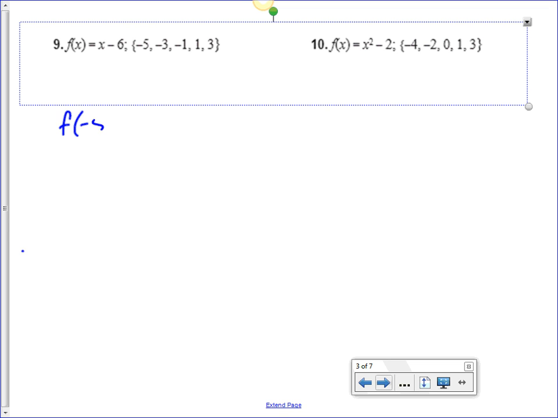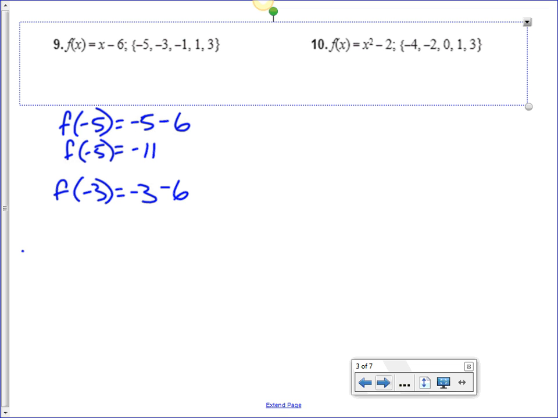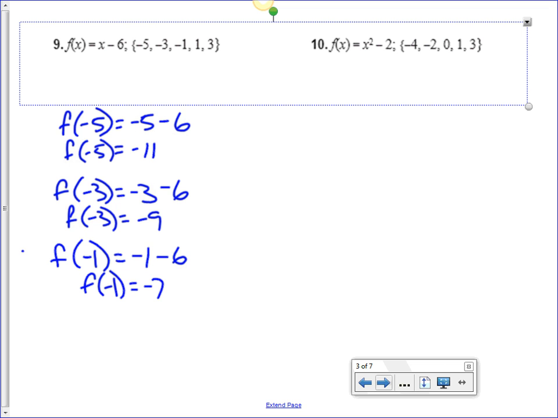f of negative 5 would be negative 5 minus 6, which is negative 11. The function value at negative 3 is equal to negative 3 minus 6, which is negative 9. If I plug in negative 1, it's negative 1 minus 6, so the function value at negative 1 is negative 7. The function value at 1 is equal to 1 minus 6, which tells me that the function value at 1 is negative 5.